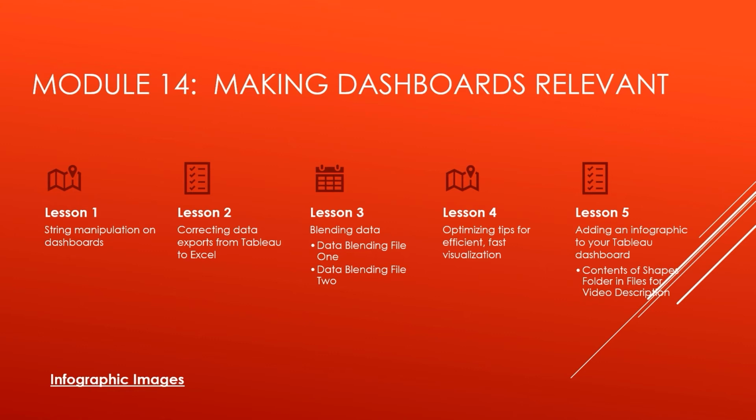We learned some optimizing tips for efficient, fast visualizations on dashboard. And so we removed a sheet from a dashboard and used the dashboard action of go to sheet and wrote some explanatory text so they could see a more granular level of detail without having both of those visualizations on the dashboard. You also learned how to look at your status bar to see how many marks are in the view. If you have a lot of marks, you want to consider using some optimizing tips.